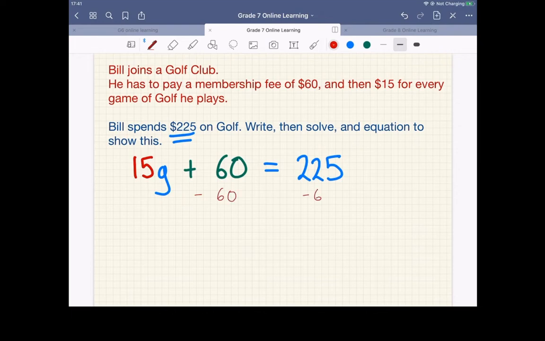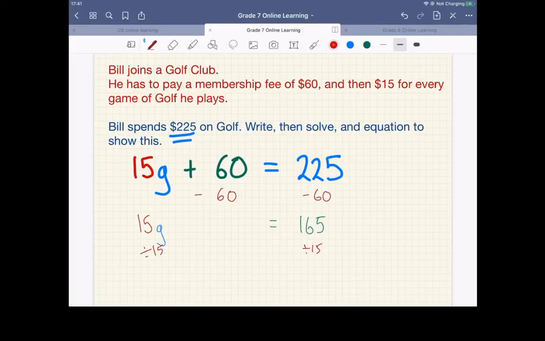We can subtract 60 from both sides to give us $15 per game. We've spent the $60 fee, so $165 must have been spent on games. Then we can divide by 15. Reminder, you can use your calculator to do this step. And then we do 165 divided by 15. He must have played 11 games. What does this mean? It means he's played 11 games and they cost $15 each. So the solution is that he has played 11 games.